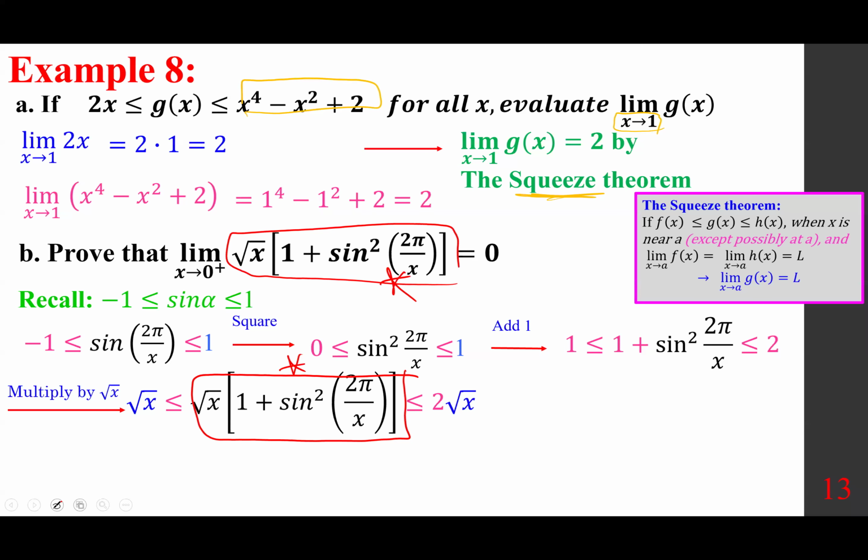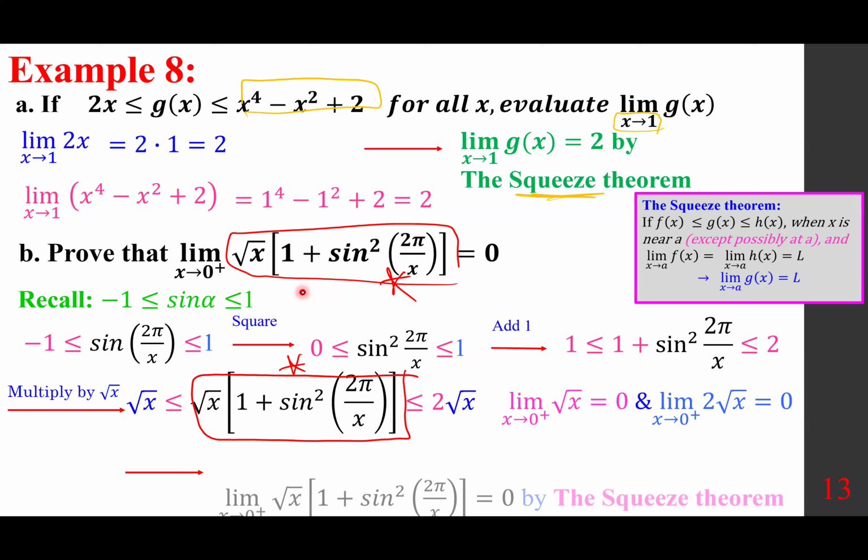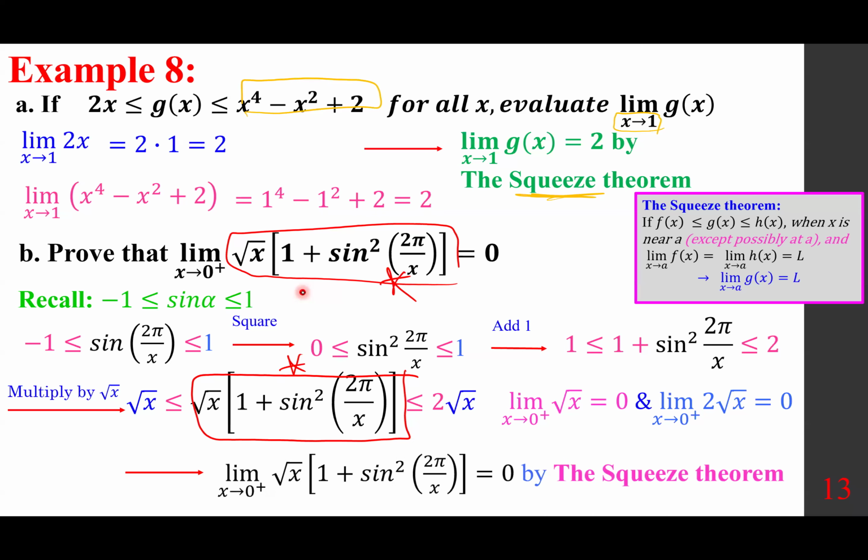Let's go with the squeeze theorem. Look at this one and this one as x approaches 0 from the right. And I hope you recognize the limit of square root of x as x approaches 0 from the right, the same as 2 times square root of x. Both of them are 0. And therefore, the limit of this expression must be 0 by the squeeze theorem.